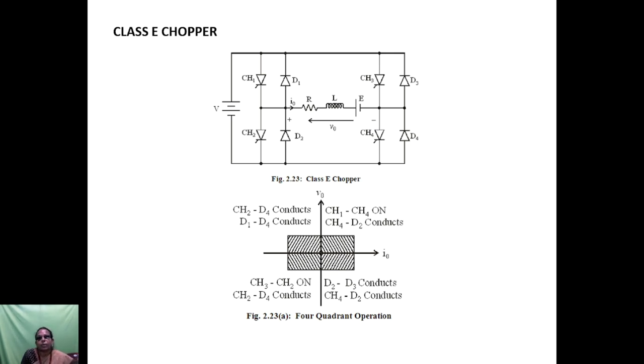Then the fourth quadrant operation: D2, D3 conduct and CH4, D2 conduct. In that time CH4 will be conducting and D2 is also conducting. The output voltage will be positive and the current is negative, because the current will pass from load to source.